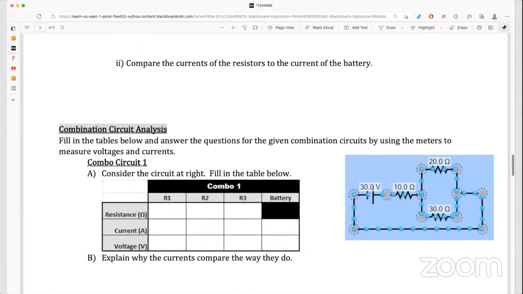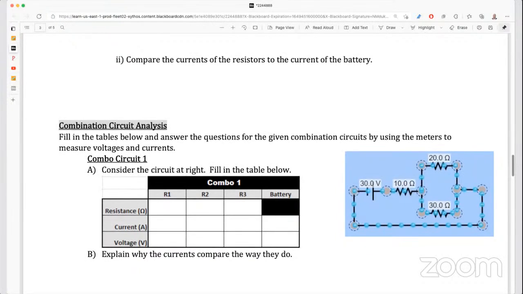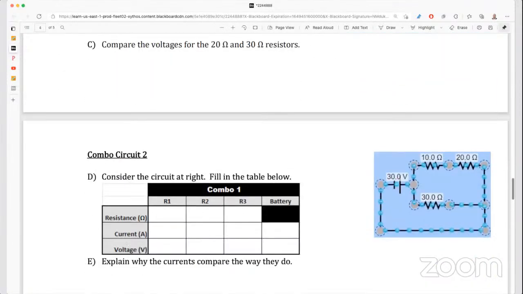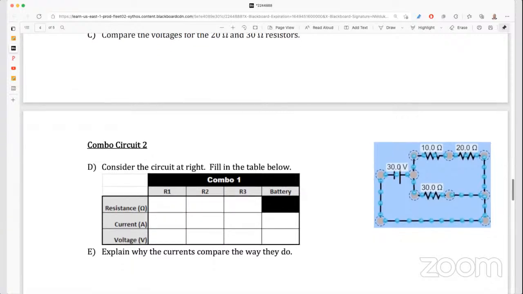Okay, then the next activity for a combo circuit, you have 2 combo circuits. Combo simply means you have a slightly more complex pattern, a combination of series and parallel in the same circuit. You're going to set up the circuit as shown, and then again, your R1 is 10, R2 is 20, R3 is 30, and then you measure the currents through R1, through R2, R3, and then the voltages. You do the same for the combo circuit number 2.